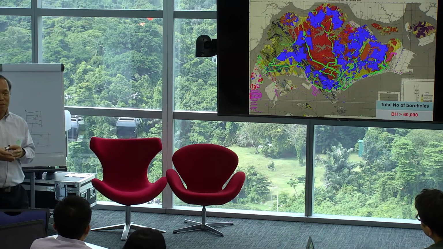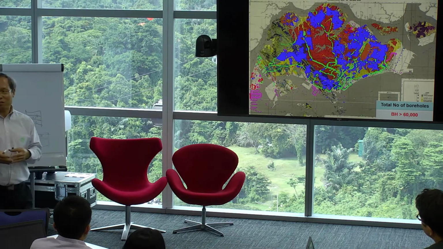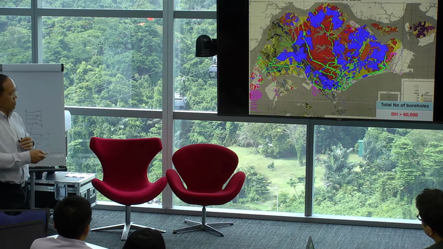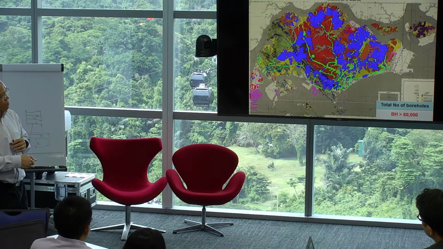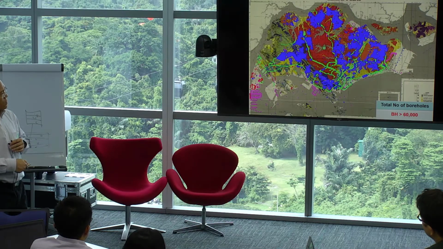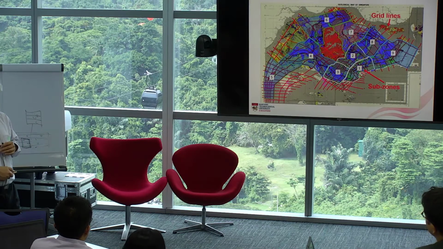So in other words, you will not be able to have too much information related to rock and related to the hard layers. The green ones are from LTA, and the rest are from other agencies as well as developers.